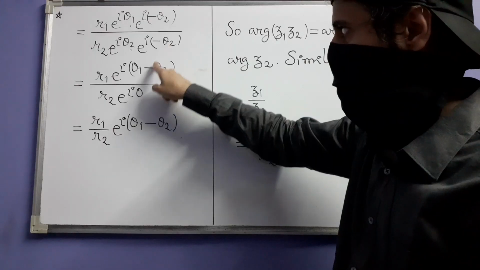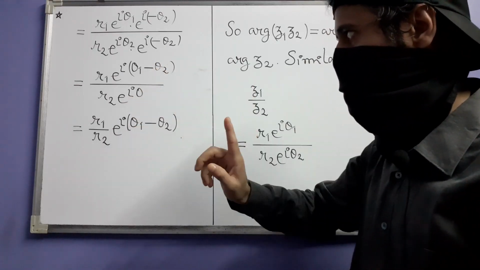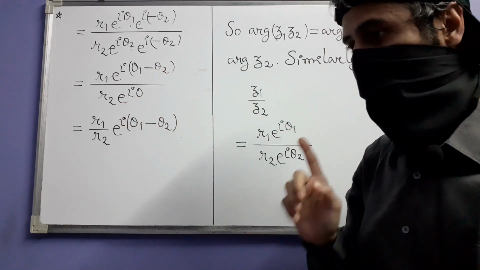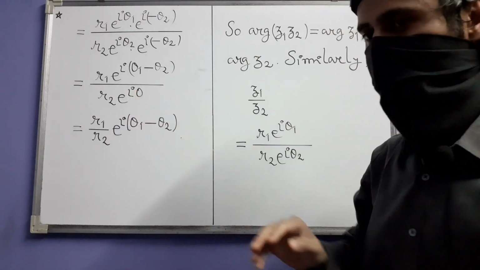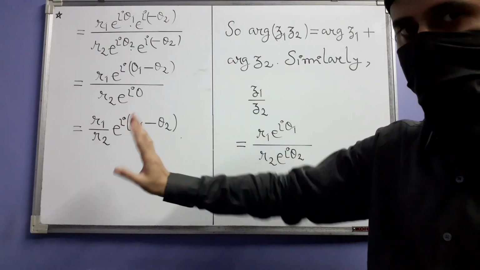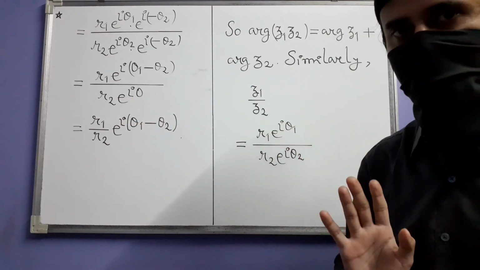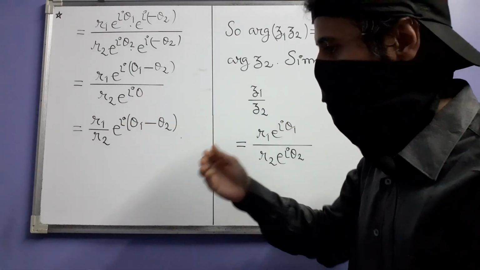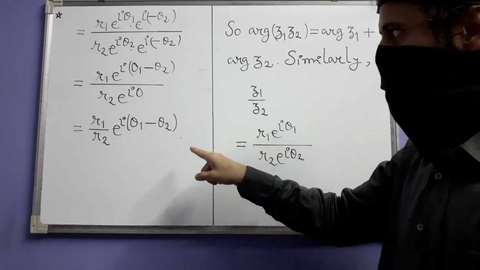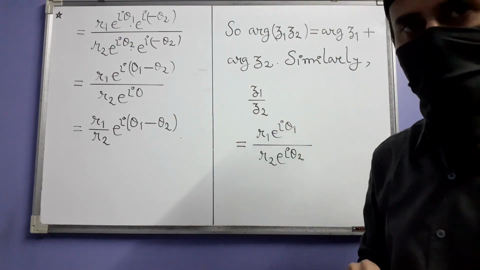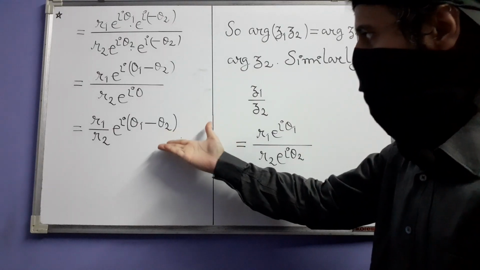Similarly, this one in the denominator will be e to the power I times 0. This one is 1, but why is it 1? It's not 1 simply because it's e to the power 0. Actually, this is not e to the power in the sense of real analysis. This is cos 0 plus I sin 0. Sin 0 is 0, cos 0 is 1. That is why this is 1. So we now have this.